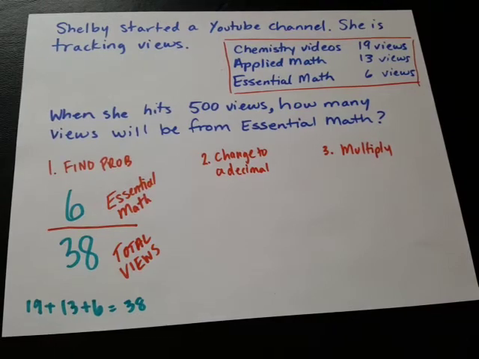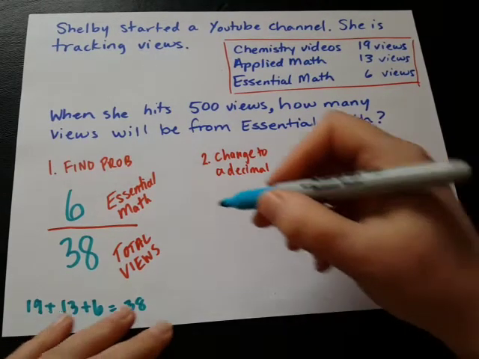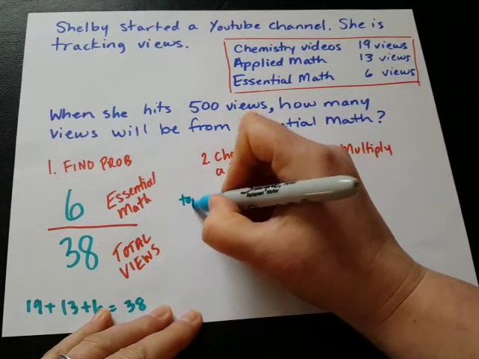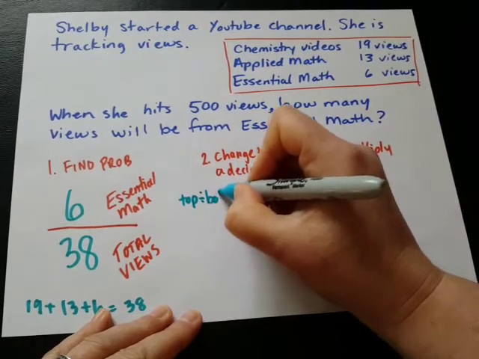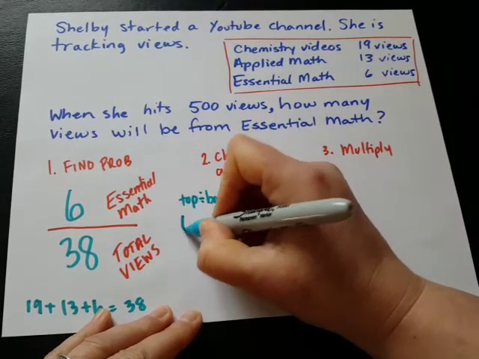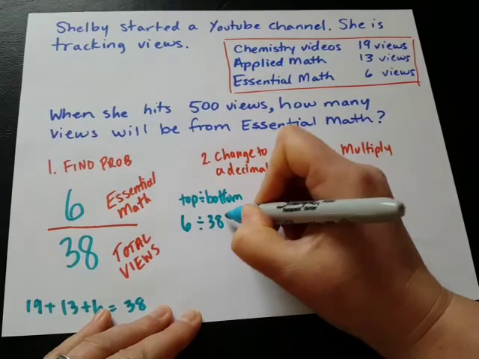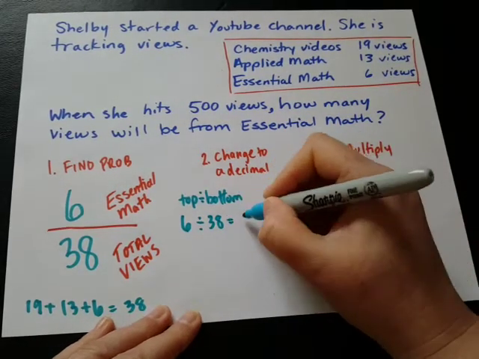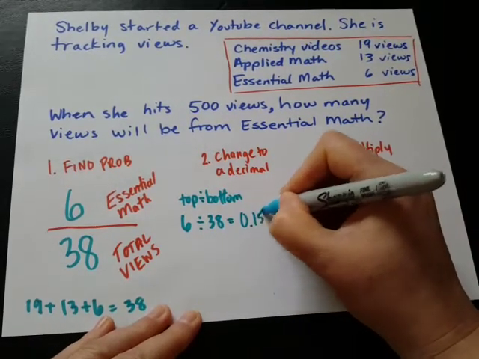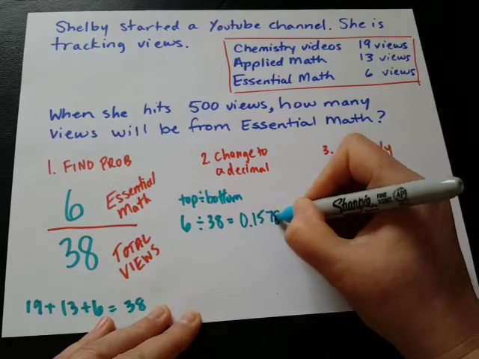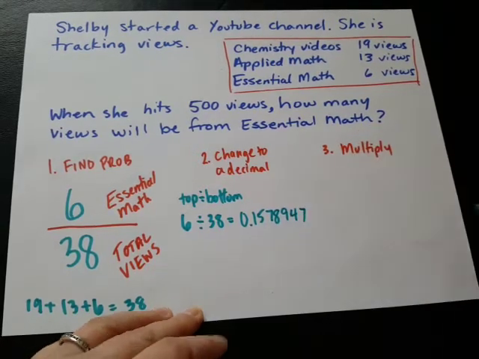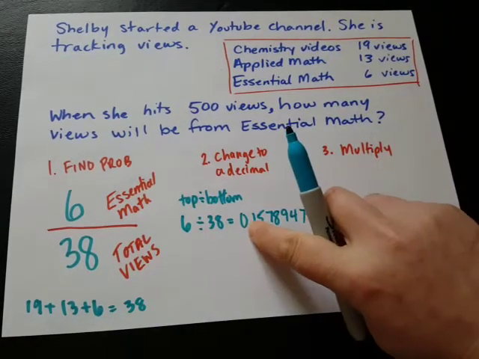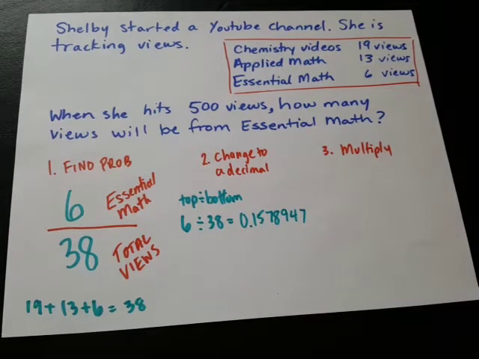We want to change that to a decimal. So in order to do that, we do top divided by bottom. So 6 divided by 38. And that'll give us, so this is all done on our calculator. The more decimals, the better. If you round up to 0.2 right here, we're going to get some really different answers in our next step. But the more decimals you can have, the better.